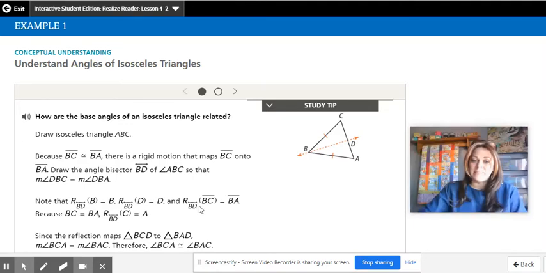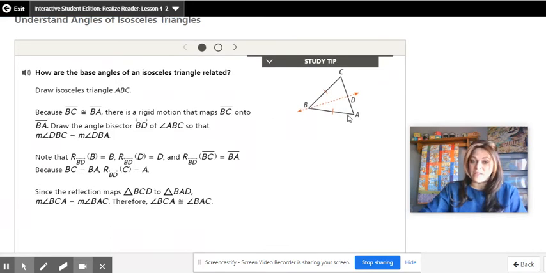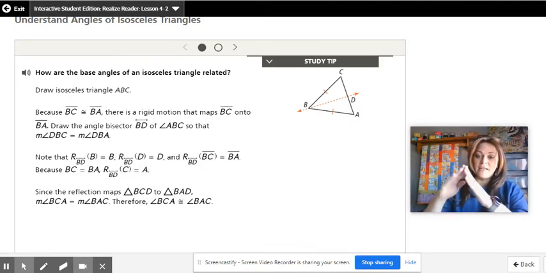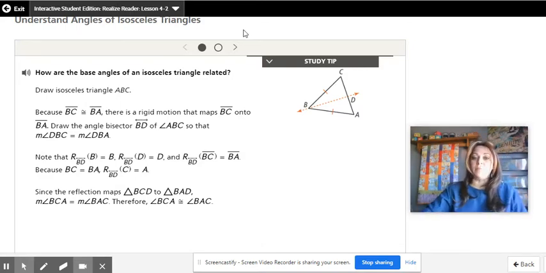But BC would reflect across to BA. And BA would reflect across to BC. And all of that would result in these two angles being the same. So if you have a triangle that's isosceles, the two base angles are the ones not touched by the two congruent sides. Those two base angles will be congruent.